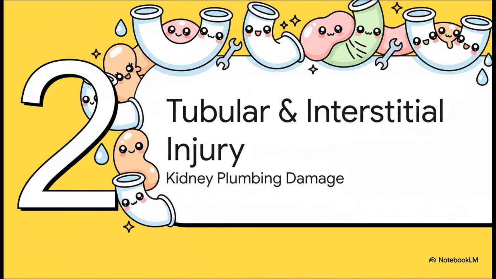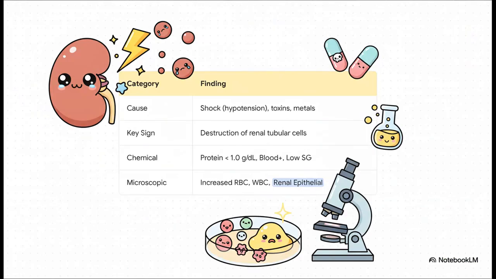Okay, we've investigated the main filter, but what happens if the damage occurs further down the assembly line? We're now moving into the kidney's plumbing, the tubules, and the crucial support tissue that surrounds them, which is called the interstitium. So here we have acute tubular necrosis, or ATN.